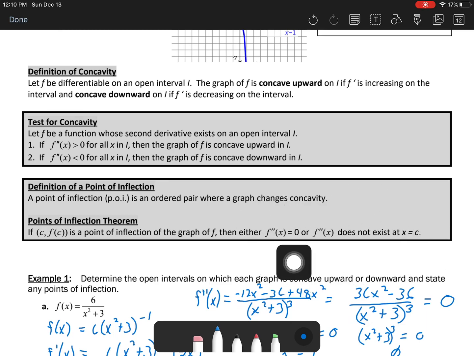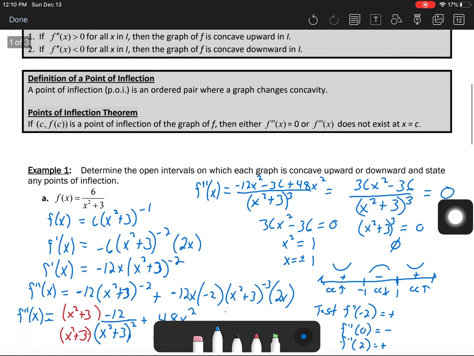Now that doesn't guarantee that it's a point of inflection, but if it is, one of these two things has to be true. So what we do is we find the second derivative and we find its zeros, and then we also find where it might be undefined, and then we test those x values and see if the concavity changes on either side.